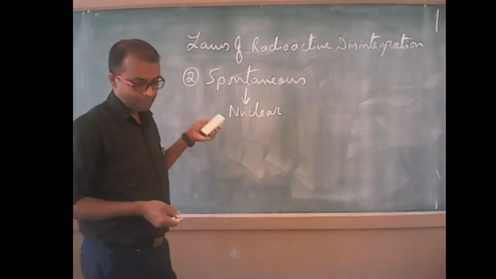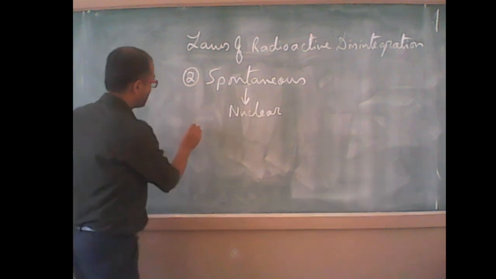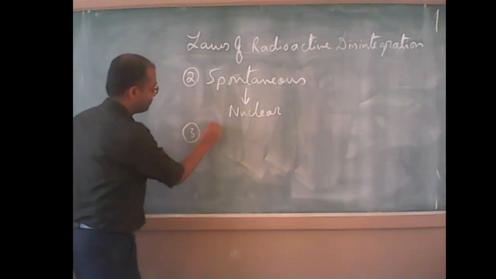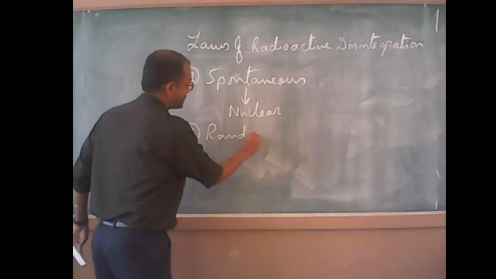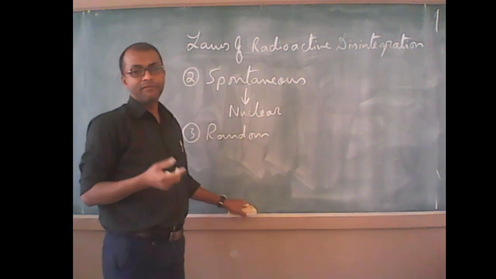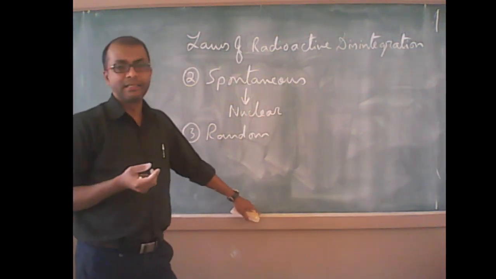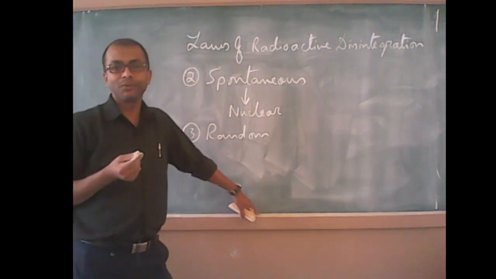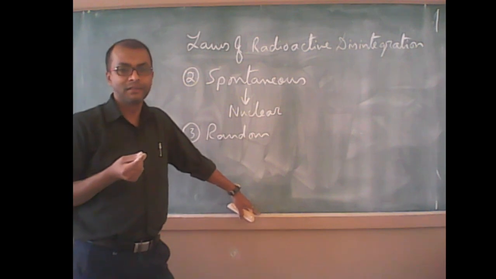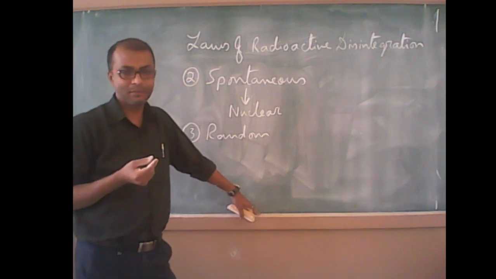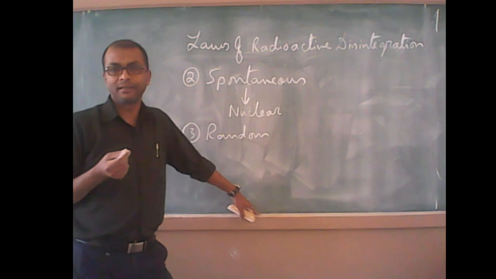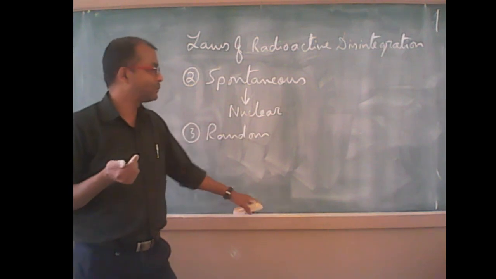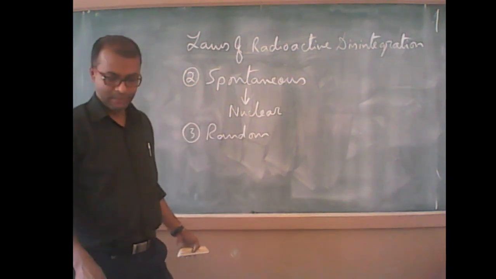Also, the disintegration, number 3, is random. This is a random process. Random in the sense if I have a lump of radioactive element, which nucleus will undergo disintegration first? It is random. Nothing determines that. You can't predict which nuclei will undergo disintegration first.